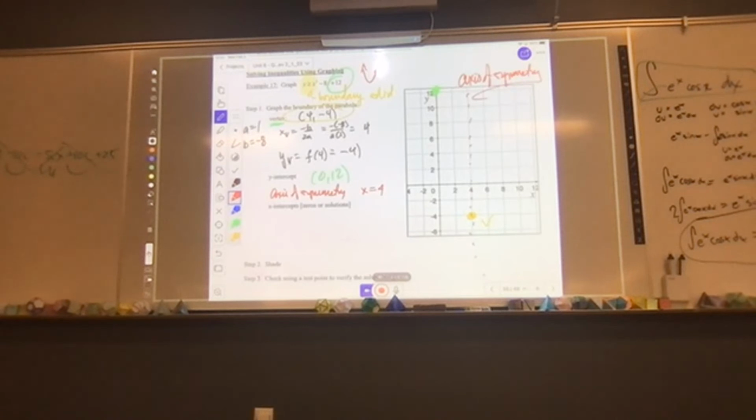The graphs are heavy duty. They're worth about 13 points or more per graph. There are 2 graphs.